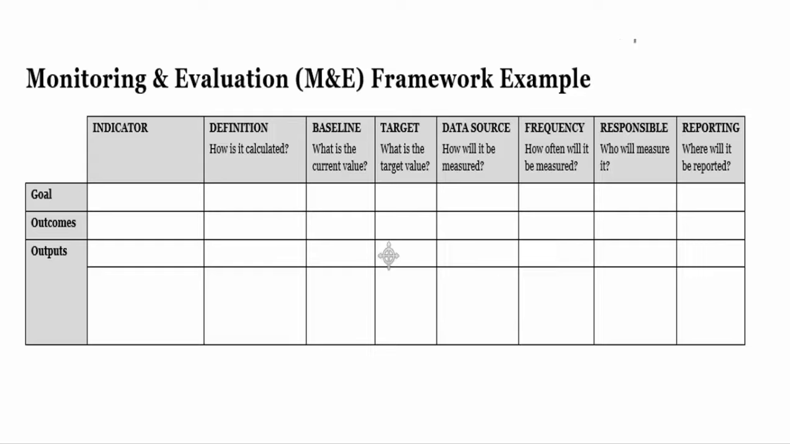So you've got the goals, outcomes, outputs, but then above there, you've got the indicator, the definition, the baseline, target, data source, frequency, responsible person, and so on. Now, this framework can differ. It may be different depending on how organizations want to contextualize it. But the critical points to remember are that these frameworks usually have the baseline, target, data source, frequency, and person responsible. These are usually the parts which define the framework.